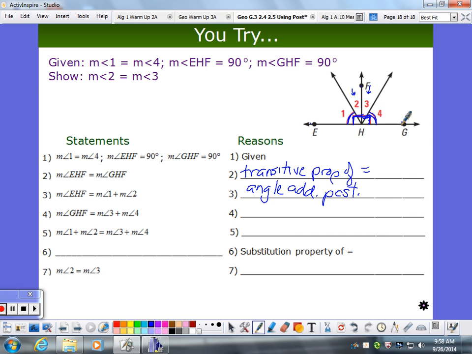The measure of angle GHF is the measure of angle 3 plus the measure of angle 4. So this whole big one equals these two pieces added together. Who says? Same thing, right? But couldn't it also be substitution, DHF and DHF? But do I know these two are equal yet? I don't know that yet.